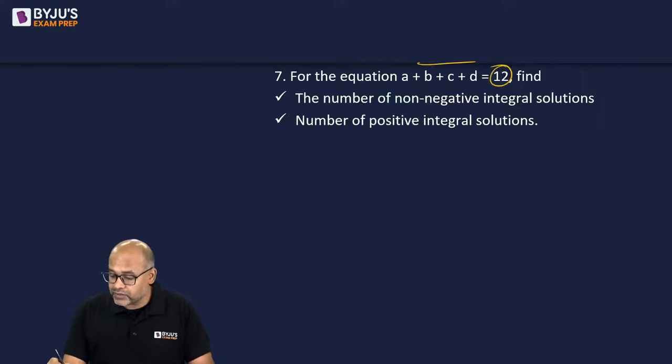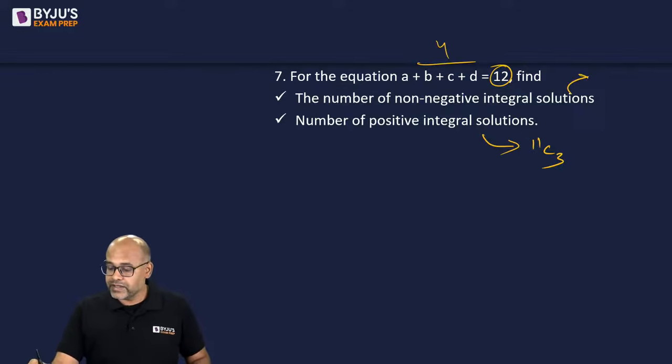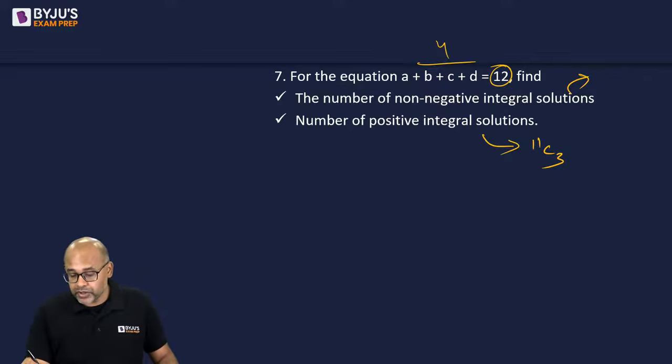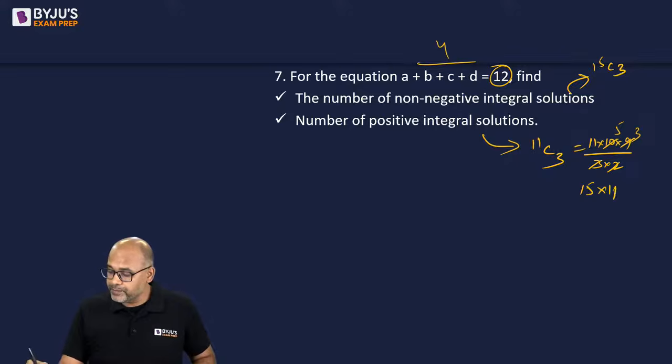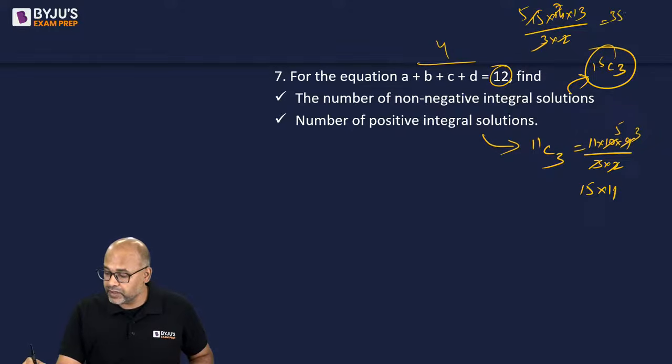This is 12 and this is 4. So this gives 11c3, and this gives 12 plus 4, that is 16 minus 1, 15c3. So 11c3 is 11 into 10 into 9 by 3 into 2, which is 6. So 3 goes 3 times, 2 goes 5 times, 15 into 11. 15c3 is 15 into 14 into 13 by 3 into 2. 2 goes 7 times, 3 goes 5 times. So this is 35 into 13.